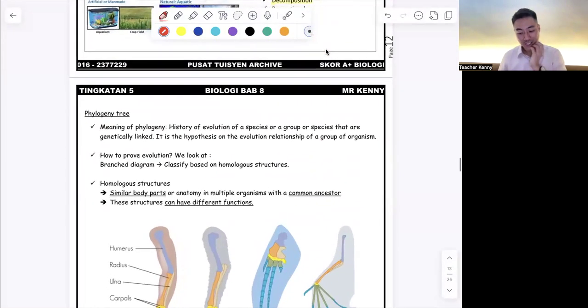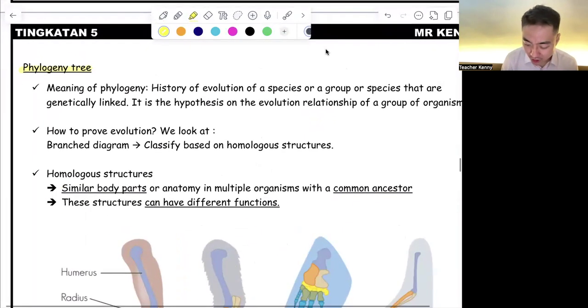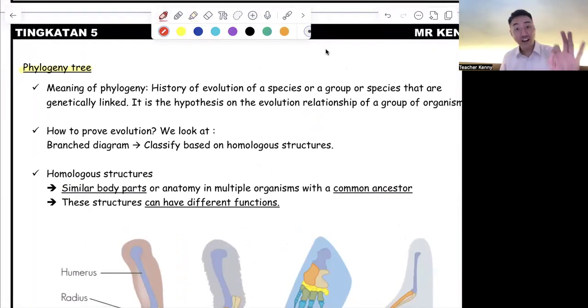Okay, so to trace where we come from, the tree of life, we call it the phylogeny tree. Philo comes from the word phylum, meaning grouping.